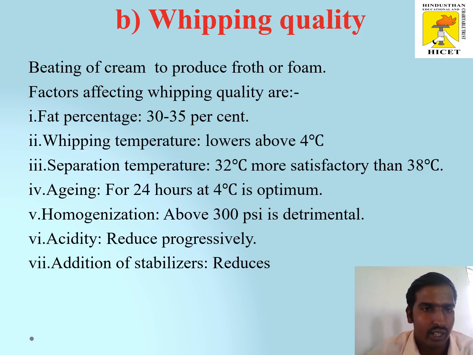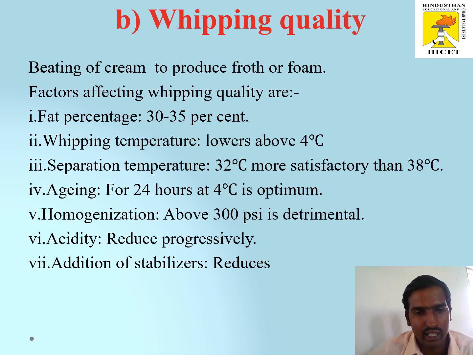The first is the level of fat present in the milk. The fat percentage should be 30 to 35%. And whipping temperature: whipping can take place at less than 4 degrees Celsius. And separation temperature: the satisfactory level is 32 degrees Celsius. And aging, that is holding the cream for several hours, about 24 hours at 4 degrees Celsius, which is the optimum temperature for holding. And homogenization: 300 psi is detrimental, though homogenization can give uniform fat globules. You have to fix that also to obtain a good quality whipped cream.